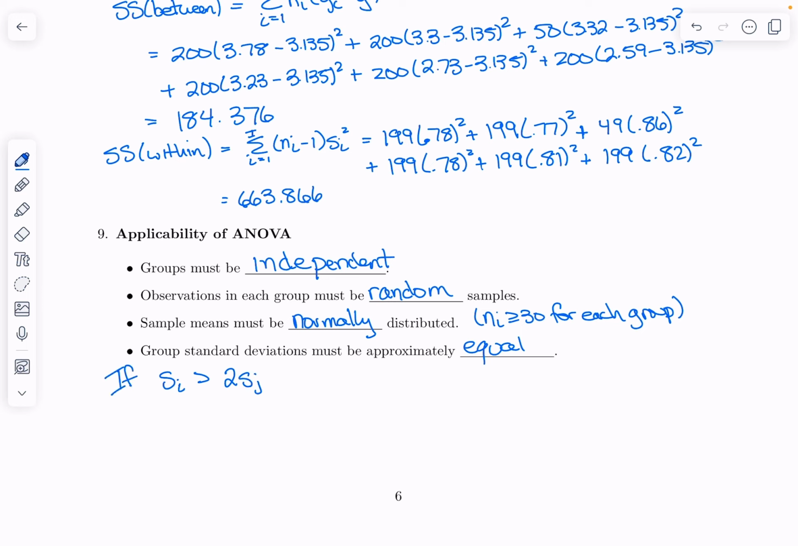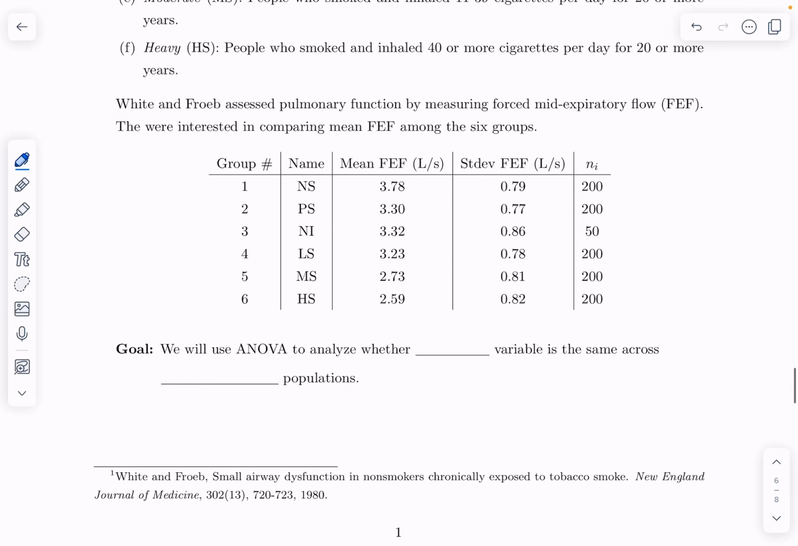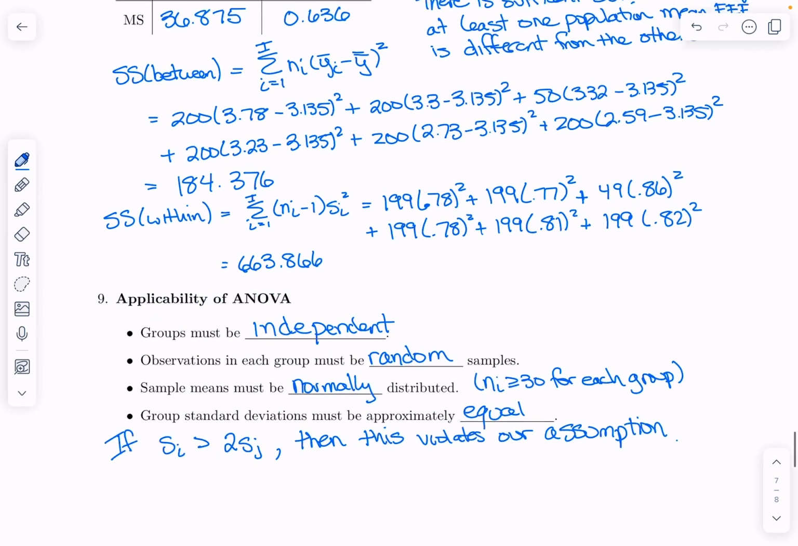then this violates our assumption. So if you have one standard deviation that's more than twice the other standard deviations, then that would violate our assumption. And if you like, we can go back and look at our summary data for our table, and you'll notice that all of our standard deviations are between, say, 0.77 and 0.86. So they're all roughly the same. So we were able to satisfy that assumption that the group standard deviations are approximately equal.